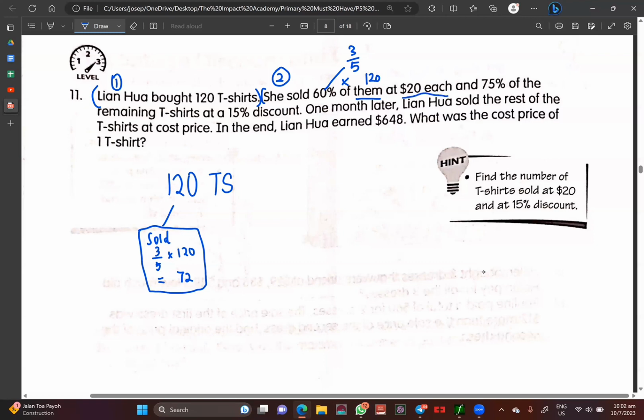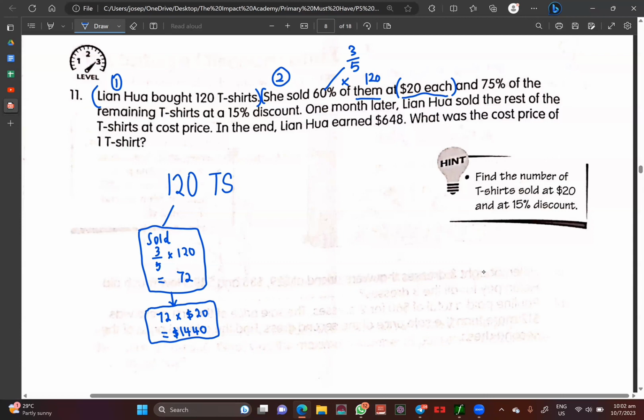And I know that it is $20 each. So if I know that it is $20 each, I will simply do 72 times $20. And over here, we will get 1,440. So this 1,440 is simply my money received. So this is very important information. You want to note it down as well.